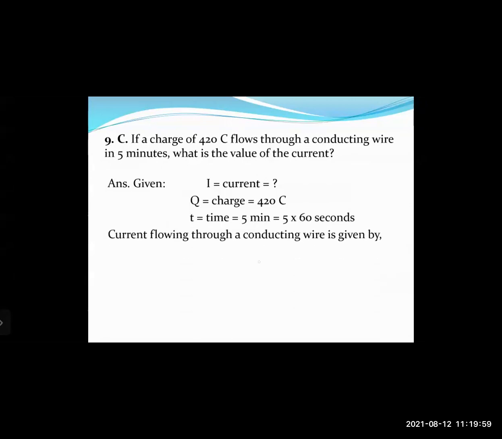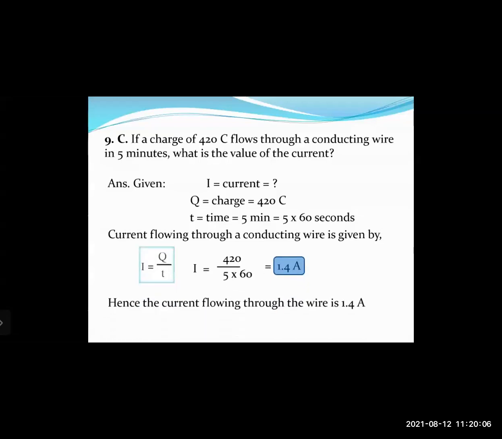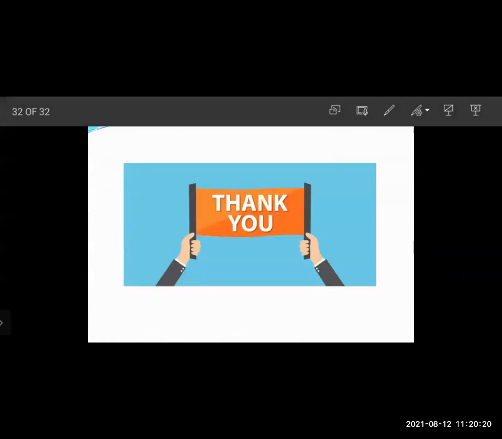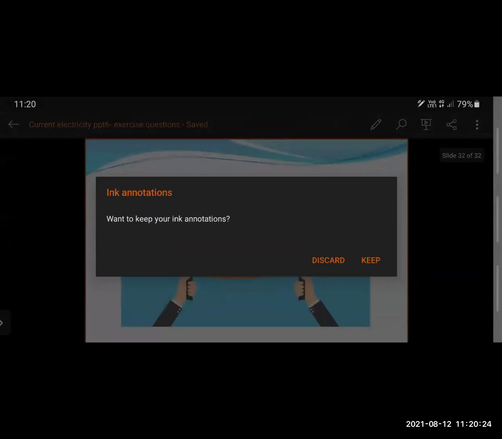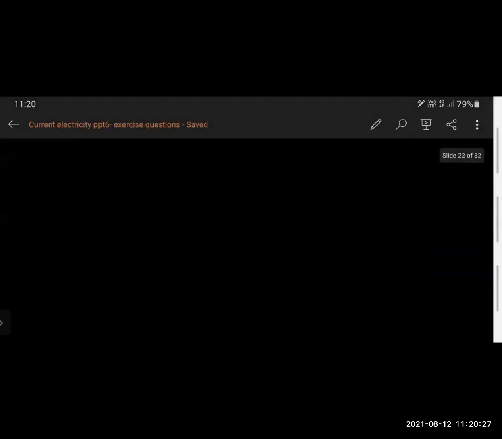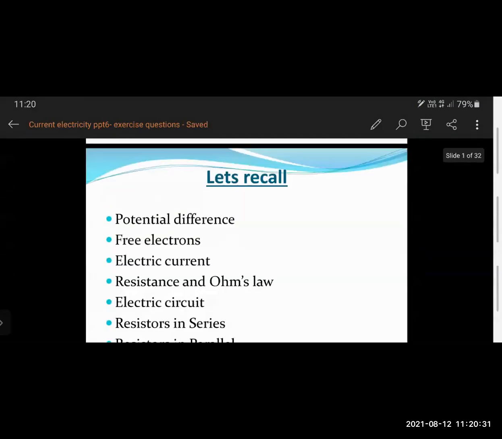Then current flowing through a conducting wire is given by I equals Q by T. So I equals 420 by 5 into 60, that equals 1.4 amperes. So hence the current flowing through the wire is 1.4 amperes. Now what we will do is briefly go through the questions again, so that you can have screenshots of the questions that we have.